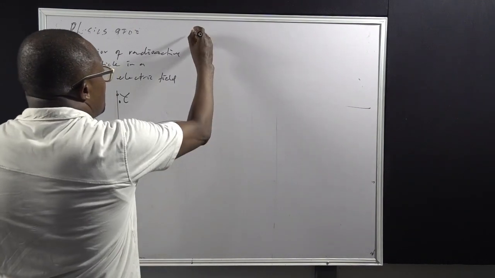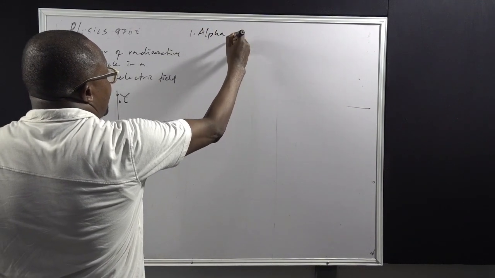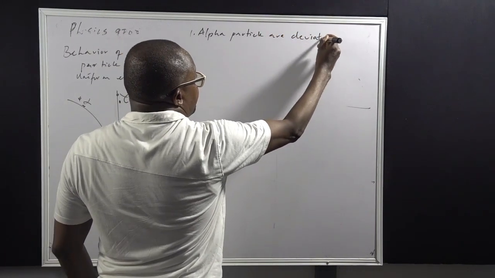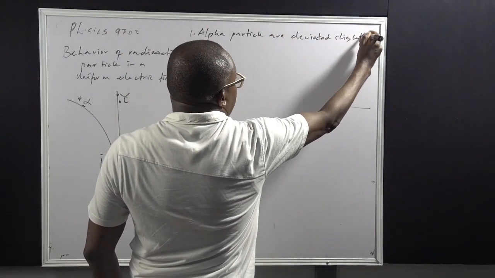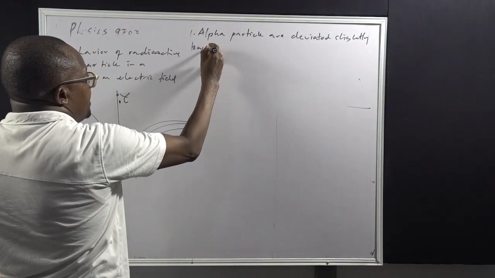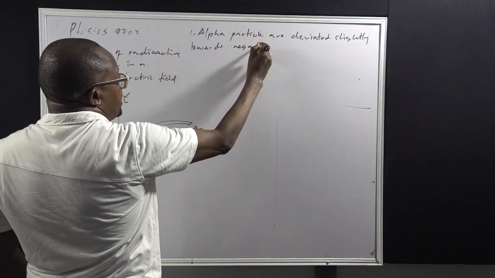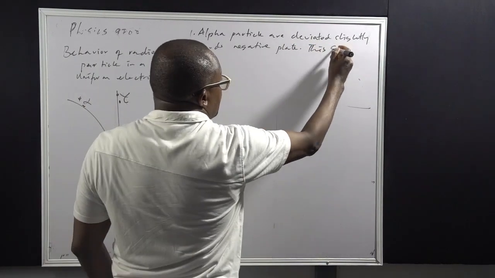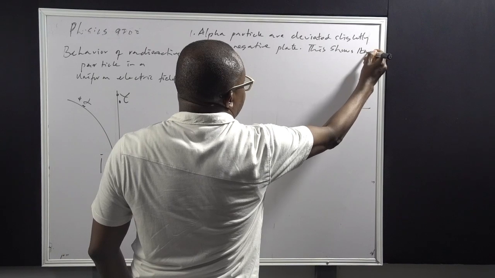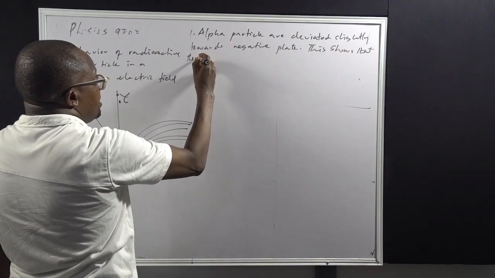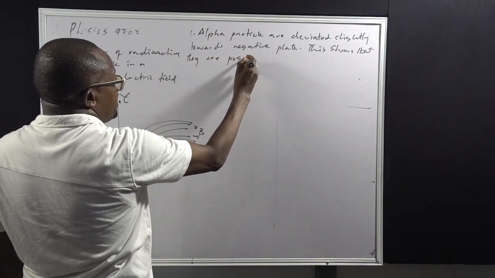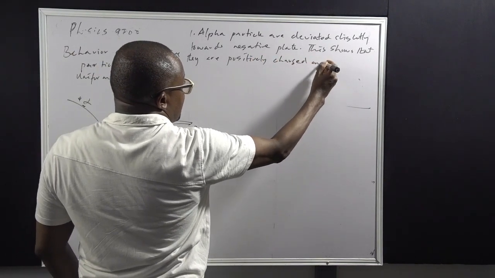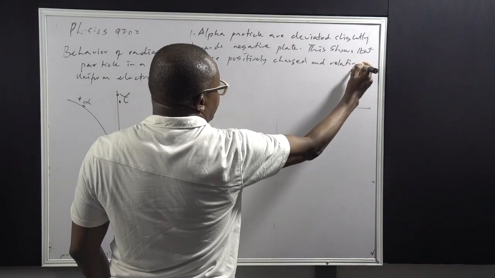So the first one I want to write is that alpha particles are deviated slightly towards the negative plate. This shows that they are positively charged and relatively heavier.